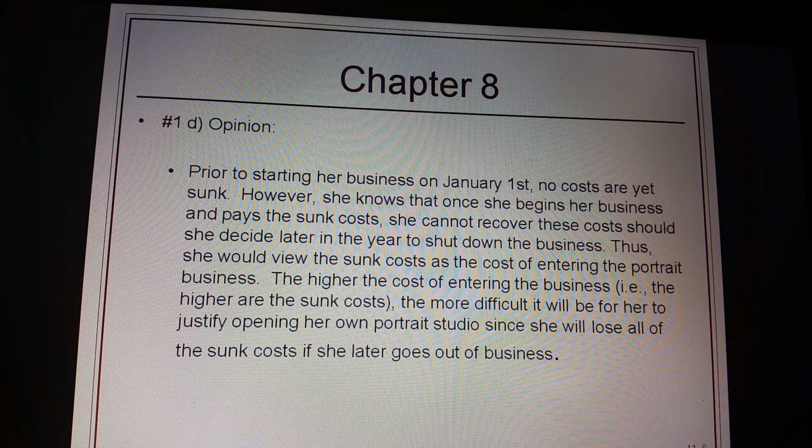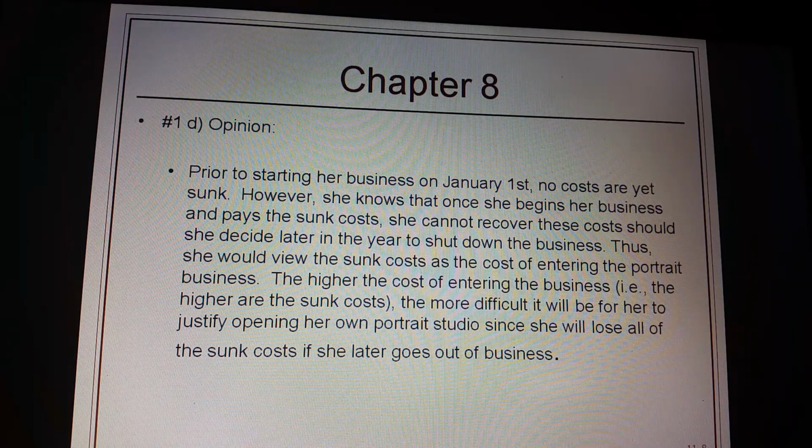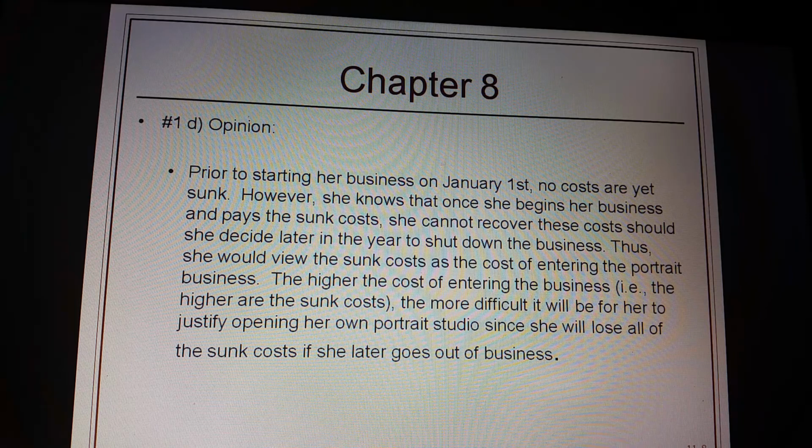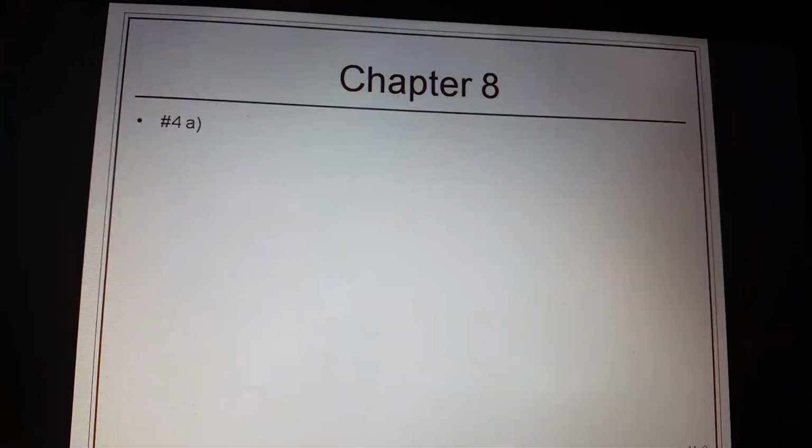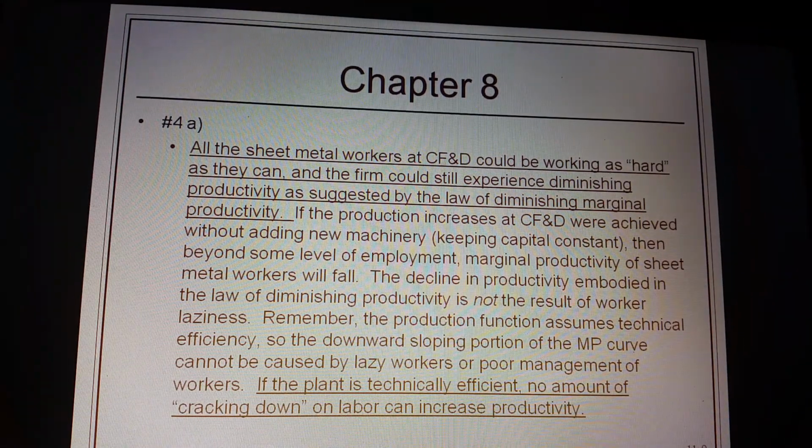The higher the cost of entering the business, i.e. the higher the sunk costs, the more difficult it will be for her to justify opening her own portrait studio, since she will lose all the sunk costs if she later goes out of business. That is the first question for chapter 8. The next question is number 4, and let me read this out here.